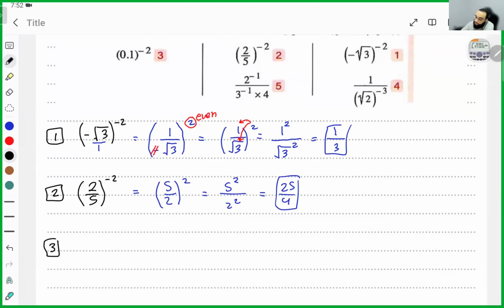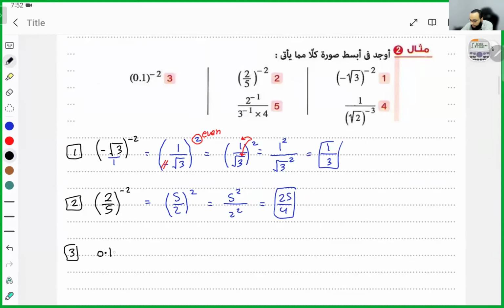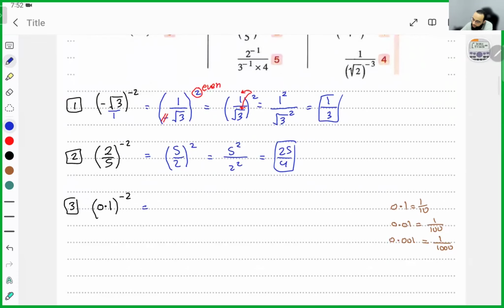Tell me the next. If it is 0.1, what does 0.1 equal as a fraction? 0.1 equals 1 over 10. 0.01 equals 1 over 100. 0.001 equals 1 over 1000. So you can write instead of 0.1, 1 over 10. 1 over 10 to the power of what? Negative 2. Then it's going to be 10 over 1, which is 10, to the power of 2, which is 100. You can do it with the calculator.